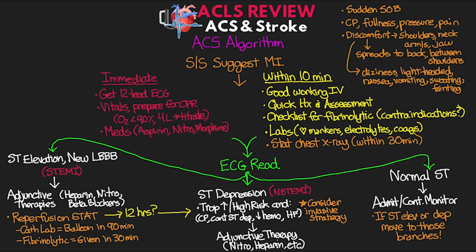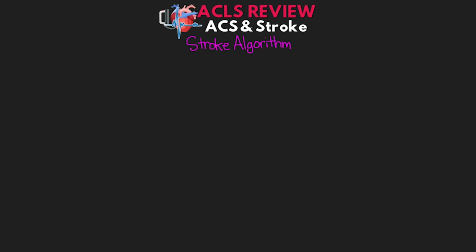So now let's move on and talk about our acute stroke algorithm. Now, once again, just like with the ACS, the first step here is going to be in the identification of the signs and symptoms that somebody is possibly having a stroke. Now, these signs may be subtle. So remember our acronym FAST.